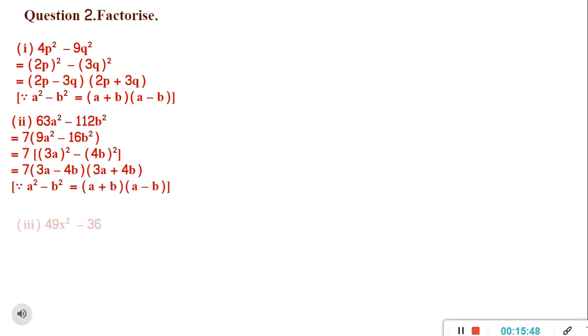Now third one, 49x square minus 36. Here 49x square is the square form of 7x. 36 is the square of 6. So directly we got a square minus b square.